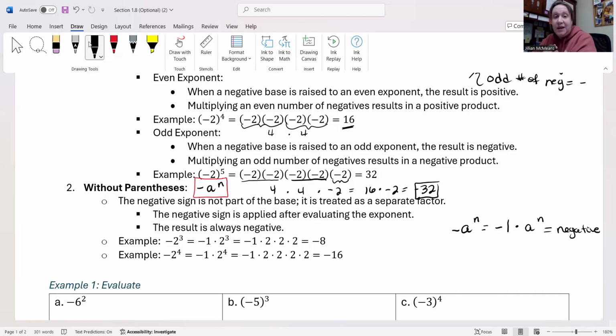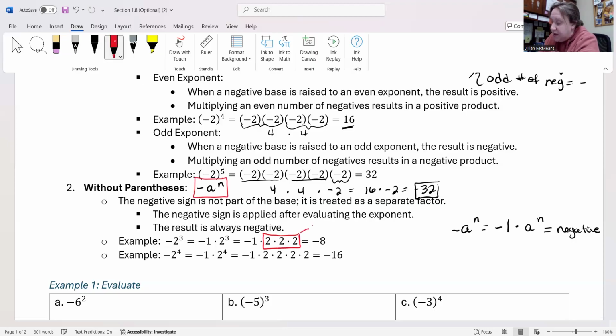And then it says the negative sign is applied after evaluating the exponent. So the result is always going to be negative. So let's look at a couple of examples. The first example, we have -2 to the 3rd. The negative is not inside parentheses. So that tells me the negative is really like a -1 as its own factor. So I would start out by rewriting this as -1 times 2 to the 3rd power. Well, 2 to the 3rd power right here is just 2 times 2 times 2, which is +8.